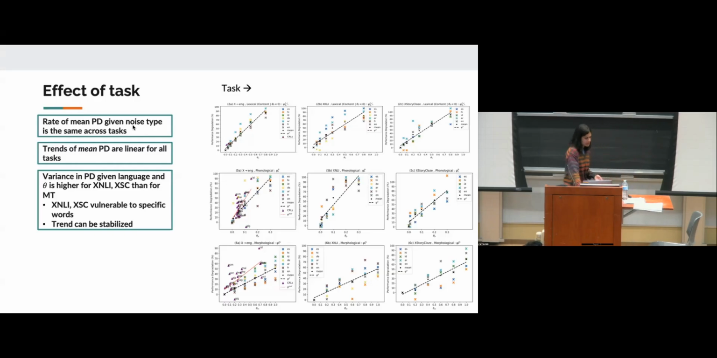And that has a pretty natural intuition. It indicates that the classification tasks are very sensitive to whether specific words are noised, as opposed to MT, which degrades more smoothly given theta.